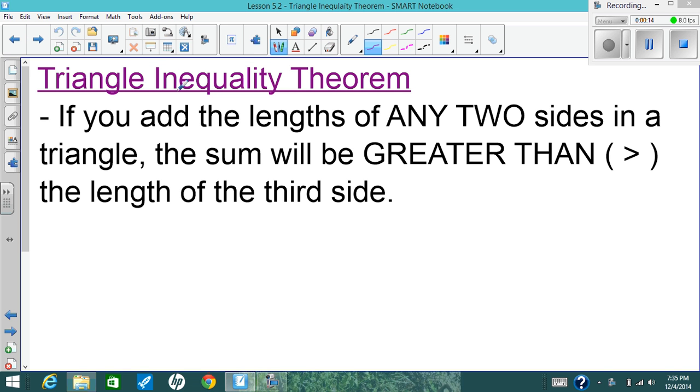So the triangle inequality theorem just describes the relationship between the side lengths of any triangle. What it says is that if you take the length of any two sides in a triangle, the sum, which means if you add them together, the sum of those two lengths should be greater than the length of the third side. So in order for us to be able to create a triangle, any two of the sides have to add up to be bigger than the length of the third side.